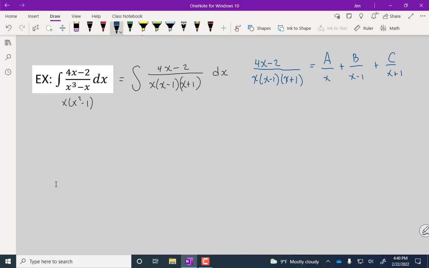Now we do the college algebra stuff. We want to solve for A, B, and C. Multiply both sides by this denominator on the left. If we multiply the left by that denominator, they cancel. On the right, when we multiply this denominator times this fraction, the x's cancel, so we have A times x minus 1 times x plus 1. When we multiply it by the middle term, the x minus 1's cancel, and we're left with B times x. And when we multiply it by the third fraction, the x plus 1's cancel, we get C times x minus 1.